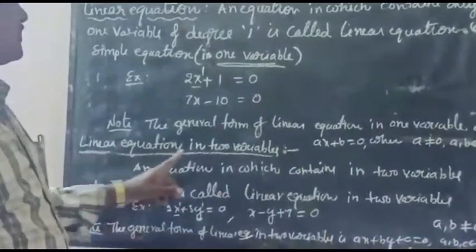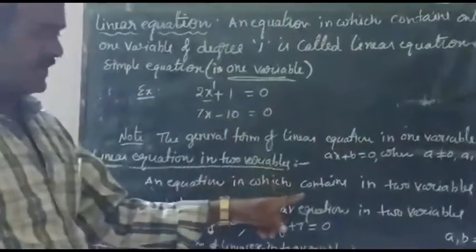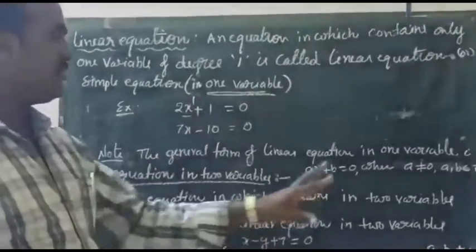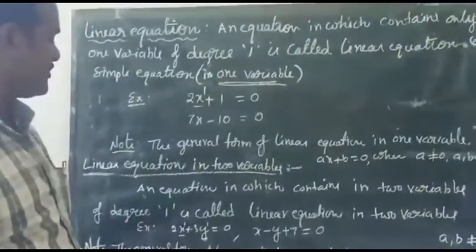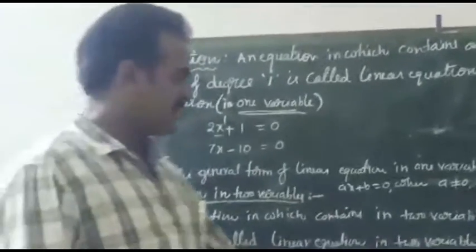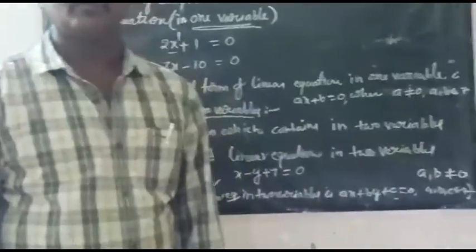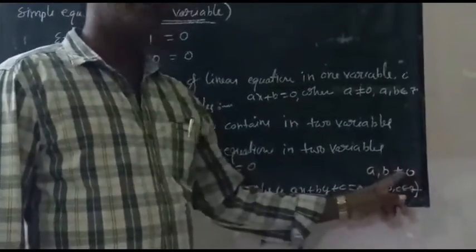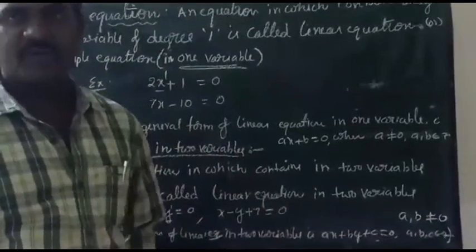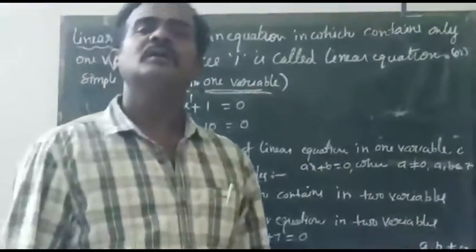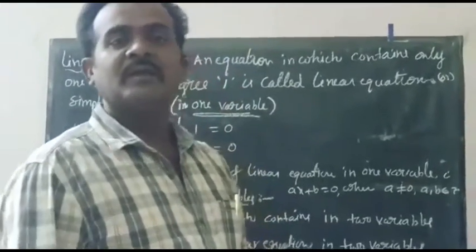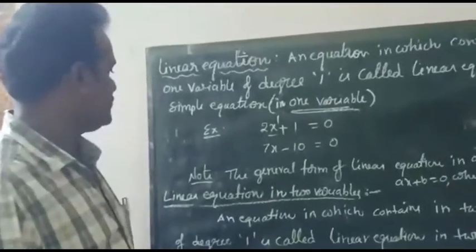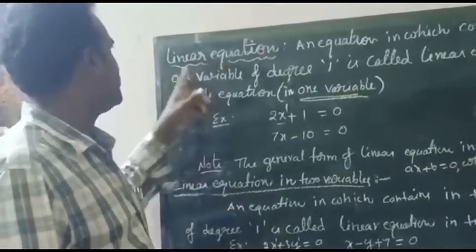Next, linear equation in two variables. An equation which contains two variables of degree 1 is called a linear equation in two variables. The general form of linear equation in two variables is ax plus by plus c is equal to 0, where a, b, c belong to Z and a, b not equal to 0. Now, examples. Note the first part, the linear equation of one variable.